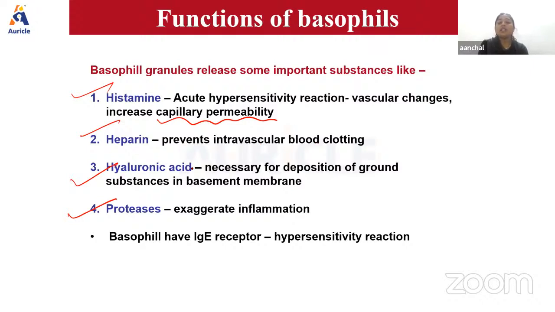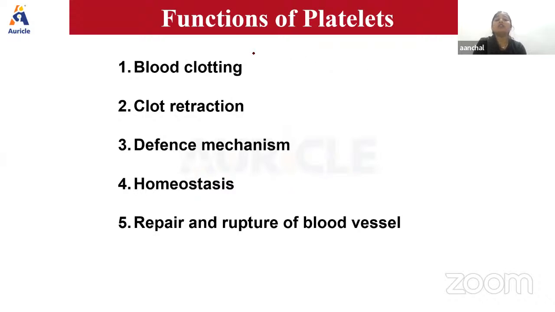And we have hyaluronic acid, which is necessary for the deposition of ground substances in the basement membrane. Then last we have proteases, which are exudated in the case of inflammation. Then basophils have IgE receptors that are responsible for the hypersensitivity reaction inside the body. Then we have the function of platelets. One by one, we're going to discuss all these cells in the various classes. Just now we are having the introduction part, in which we are discussing the important headlines, right?